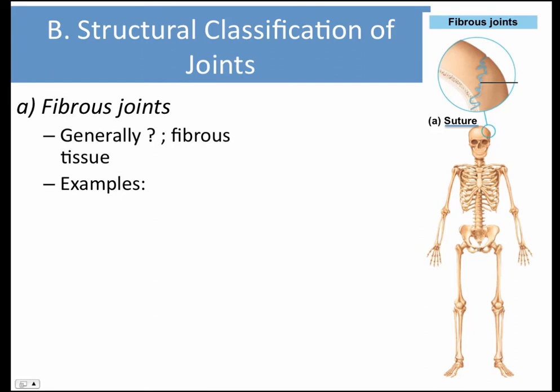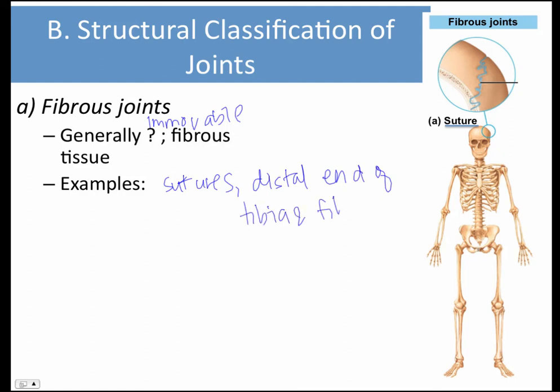Now looking structurally, how do we classify these joints? Well, we can classify them as a fibrous joint. These are generally immovable, composed of fibrous tissue, and so we see these in sutures. We also see this in the distal end of the tibia and fibula. And so we can really combine both of these. We can classify sutures both as synarthrosis because they're immovable, and also fibrous because they are composed of this fibrous tissue. So two different things.